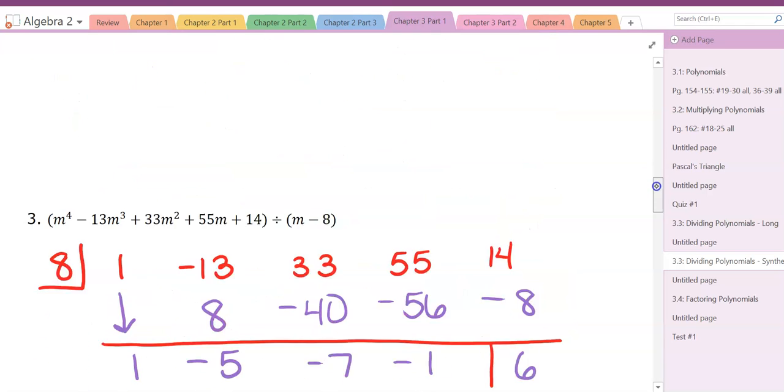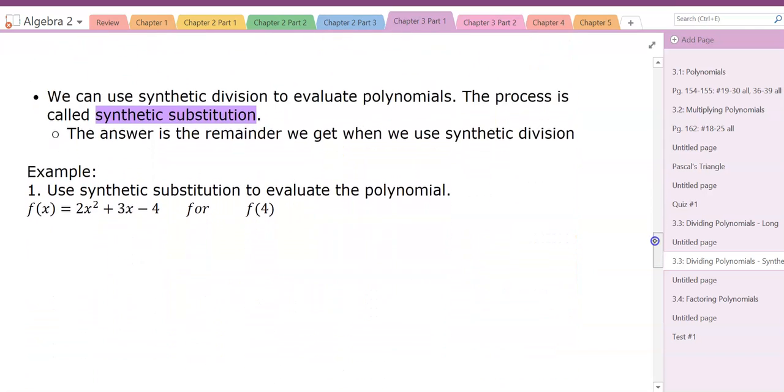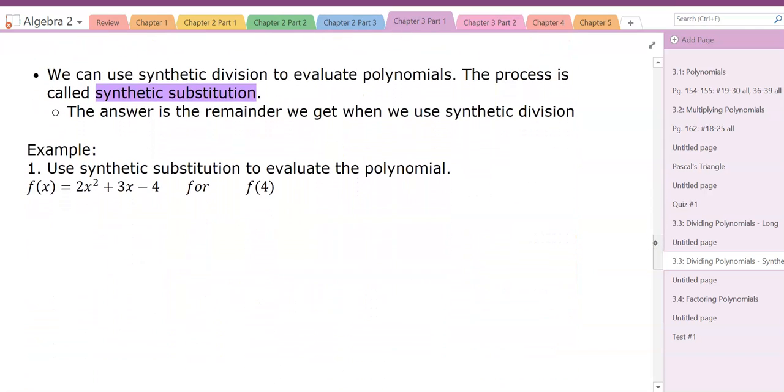Alright, the last thing I want to show you guys is something called synthetic substitution. And we can kind of use this same process, this synthetic division process, to actually evaluate polynomials. So that would be the same thing as taking a value for x and plugging it in to all of the x's in your polynomial, typing that into your calculator, and evaluating it to get an answer, to kind of find like the coordinate that would be out there if we were looking at the graph of this shape.